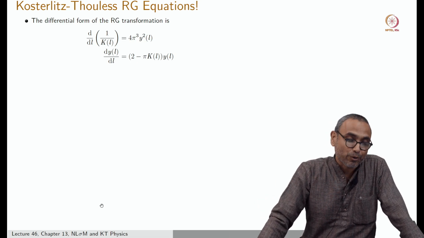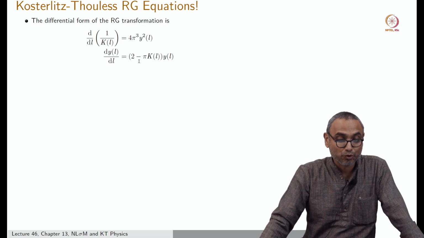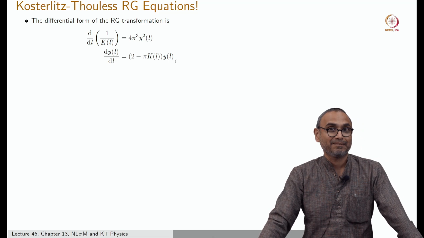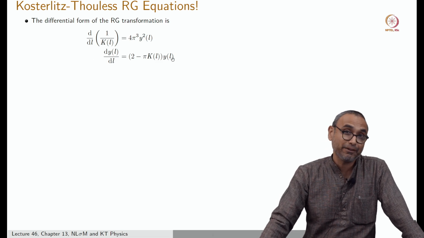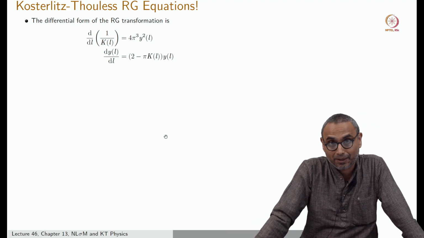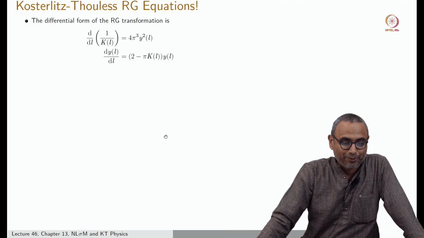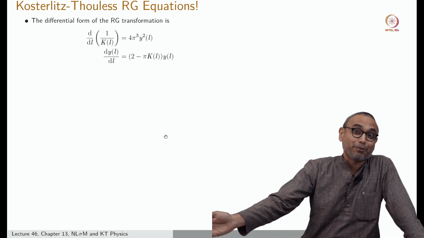So the flow equations of that will turn out to be d by dl of 1 by K_l is 4 pi squared y squared, and dy_l by dl is 2 minus pi K_l y_l. So these are called the very famous Kosterlitz-Thouless RG equations of the XY model. Okay, very good. So what are the fixed points?